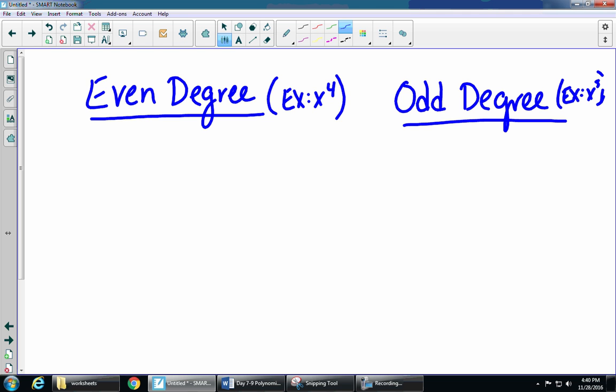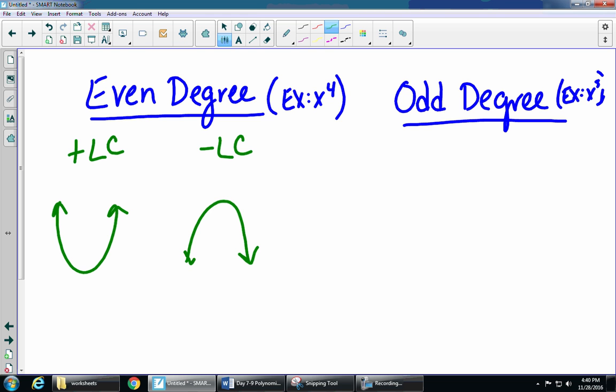So in each case, we have two options. For an even degree, our arrows, or our end behavior, are always going to be pointed in the same direction. If I have a positive leading coefficient, both are going to point up. If I have an even degree but a negative leading coefficient, both arrows are going to point down.